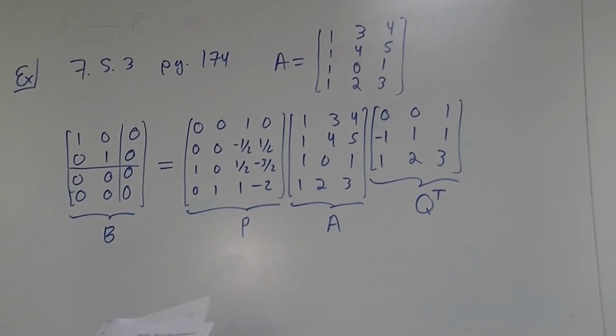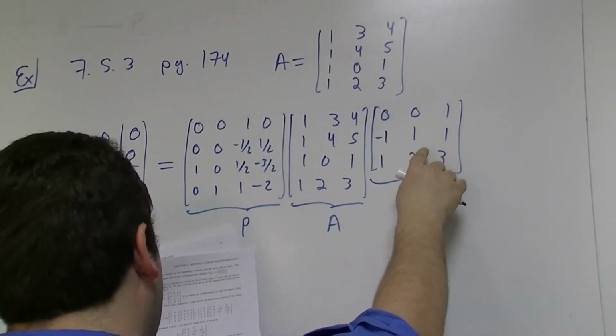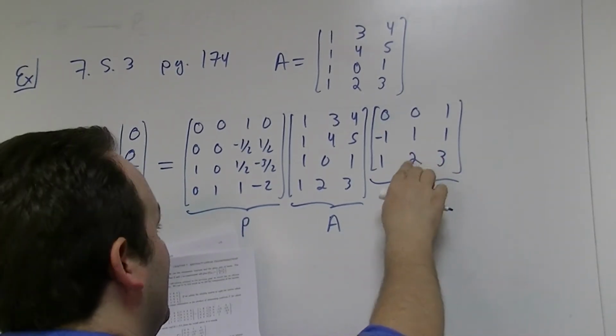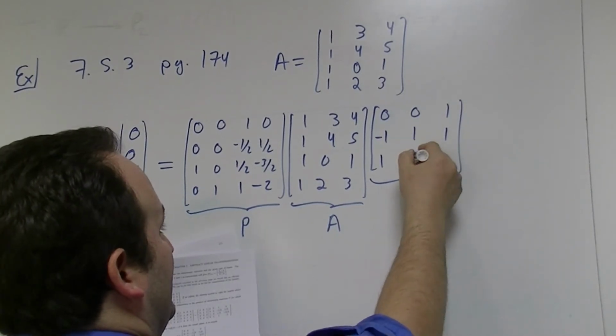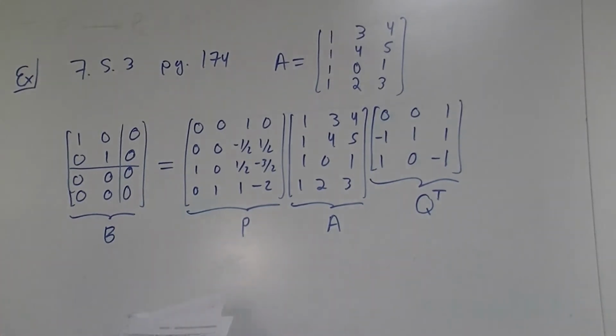Oh, there's not a 2. I copied down the wrong matrix. So the last row in the Q I wrote was 1. It's supposed to be 1, 0, minus 1. Right.